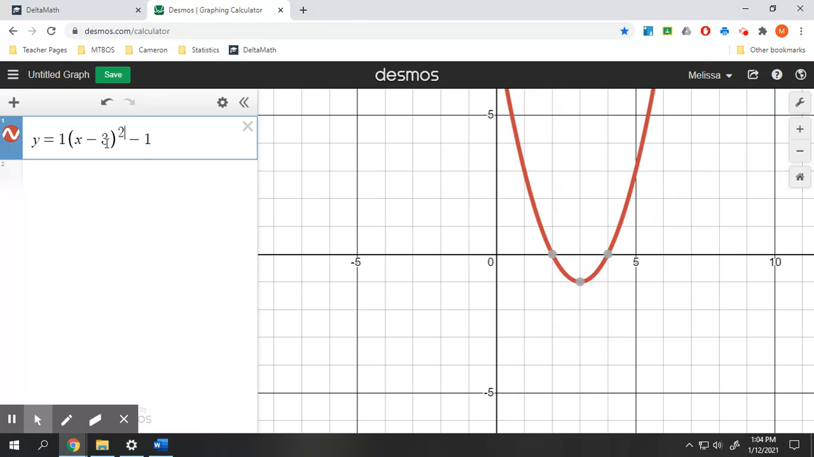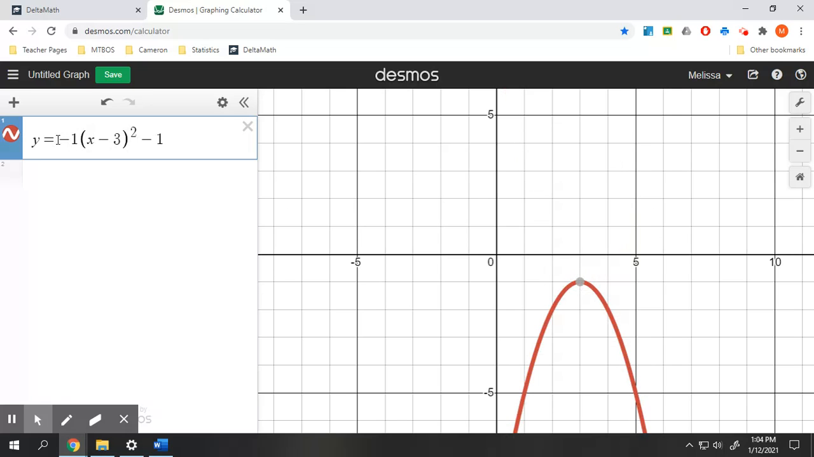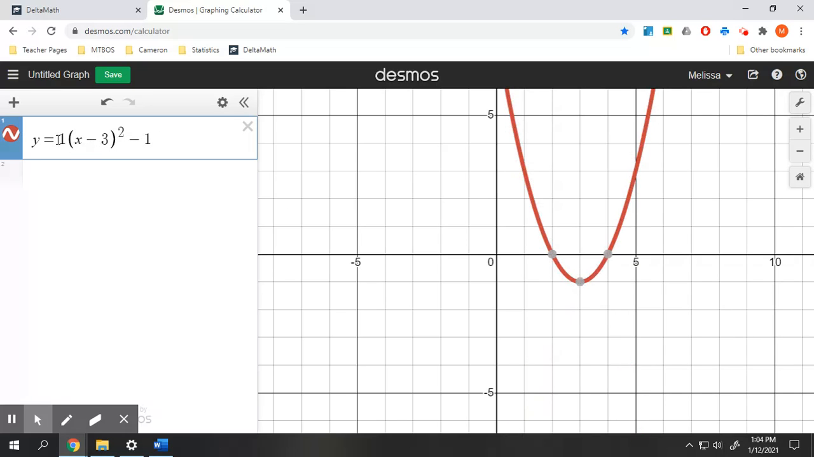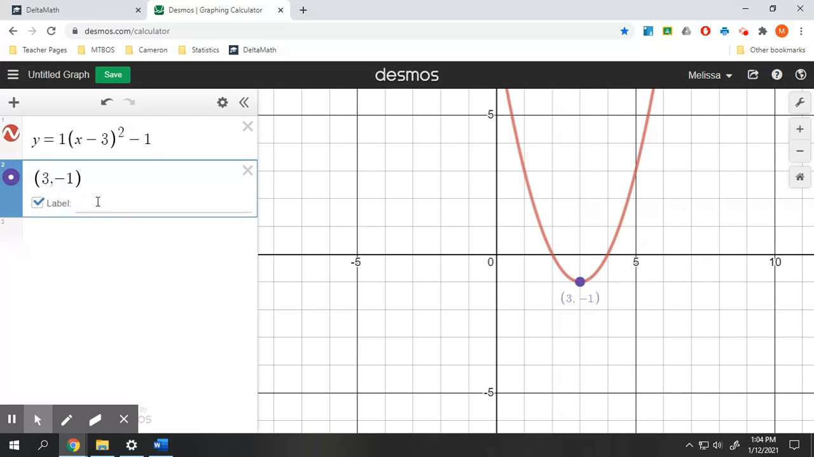Now we do know that this is still right 3, down 1. And that is our vertex. That is our vertex where we go from decreasing to increasing. Or if we were negative, it'd go from increasing to decreasing, but that's kind of the turning point of this parabola. So this point right here, 3, negative 1, that is known as our vertex.